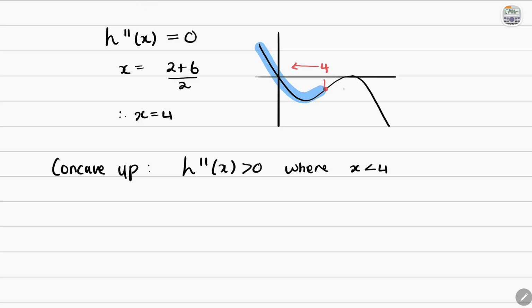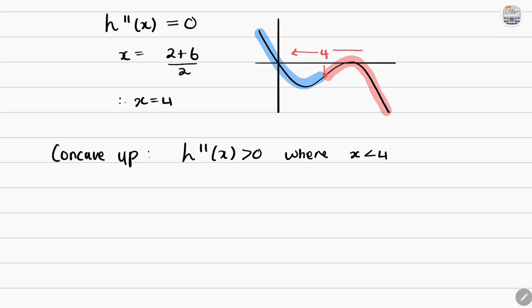And then it's concave down, it's curved down like that, a sad face, where the x values are greater than 4. If you line these down to the x-axis, these are values that are greater than 4. Okay, concave down where x is greater than 4.